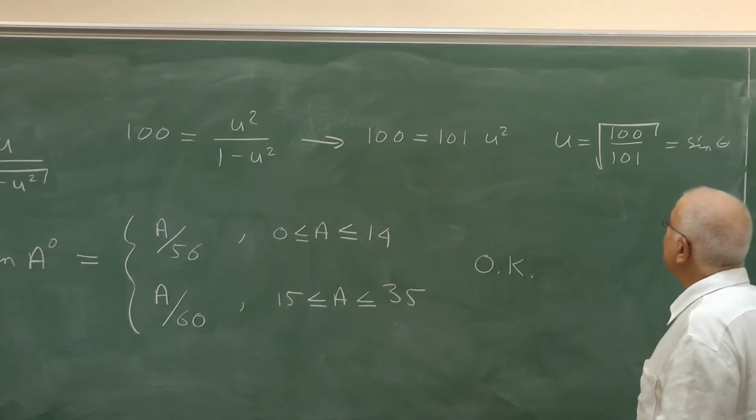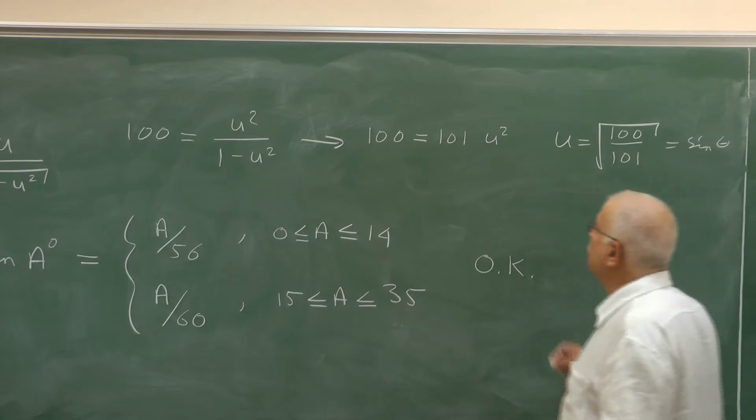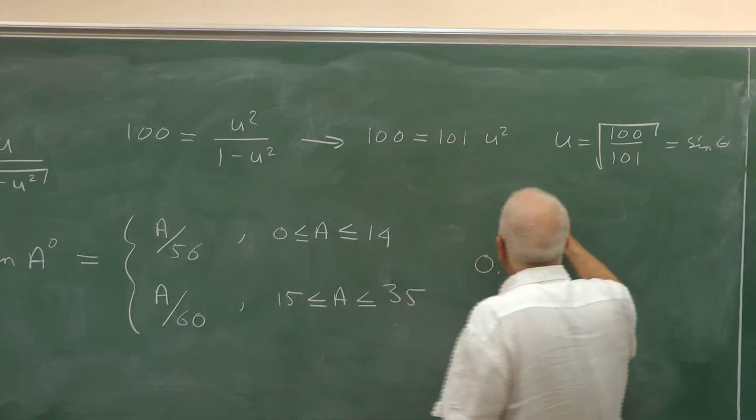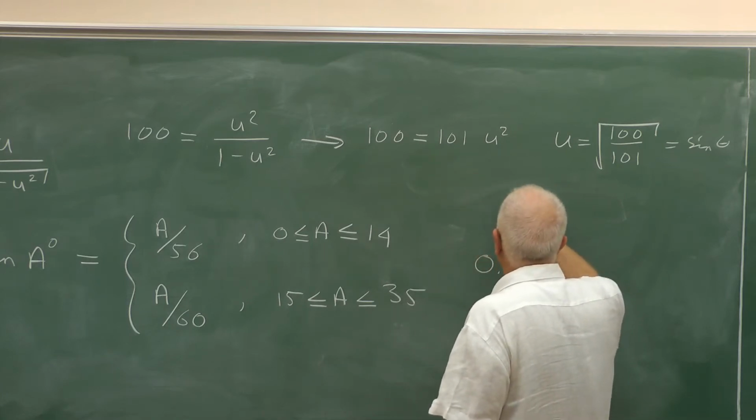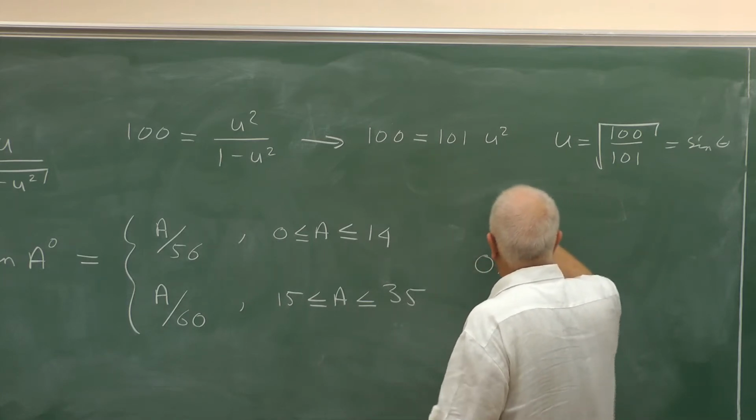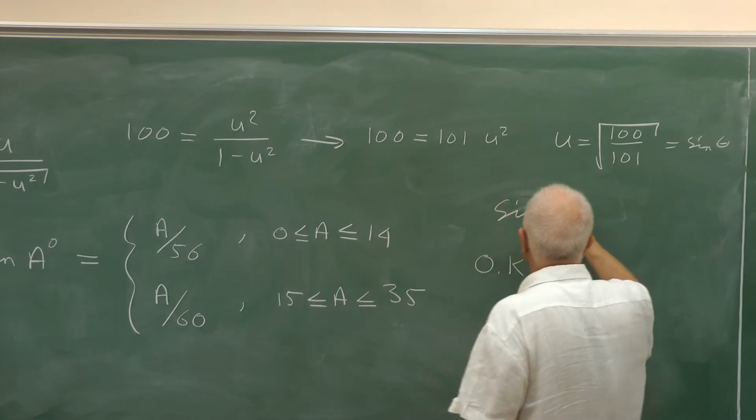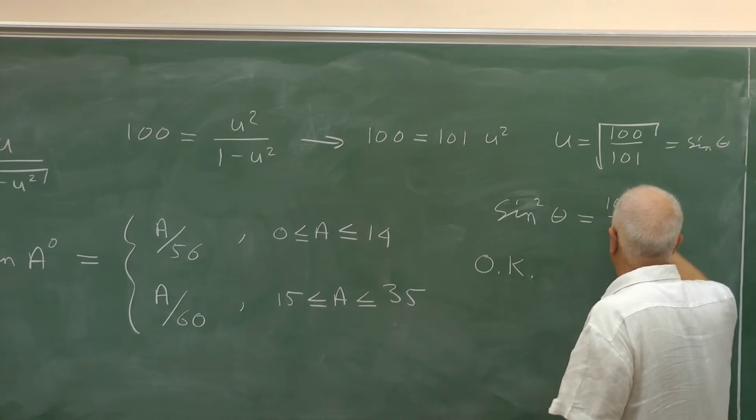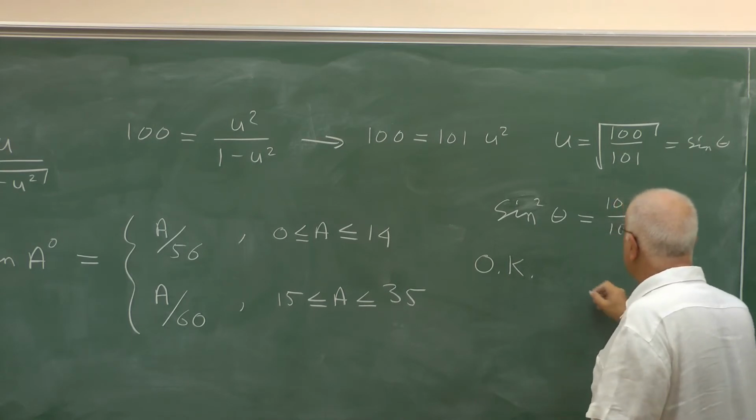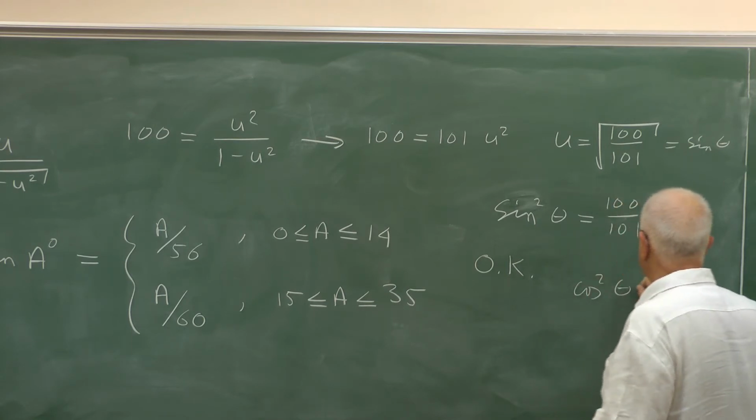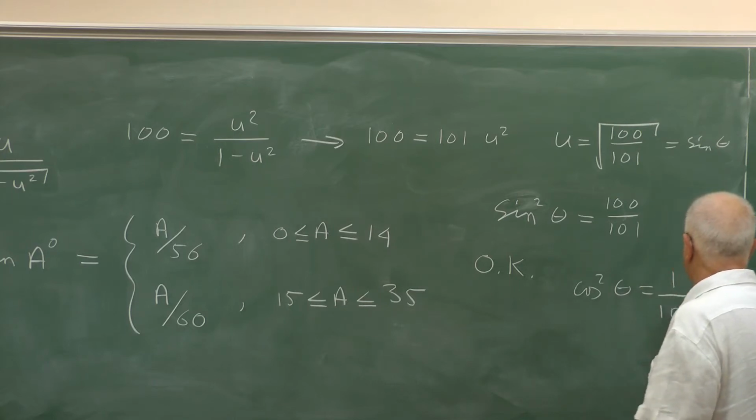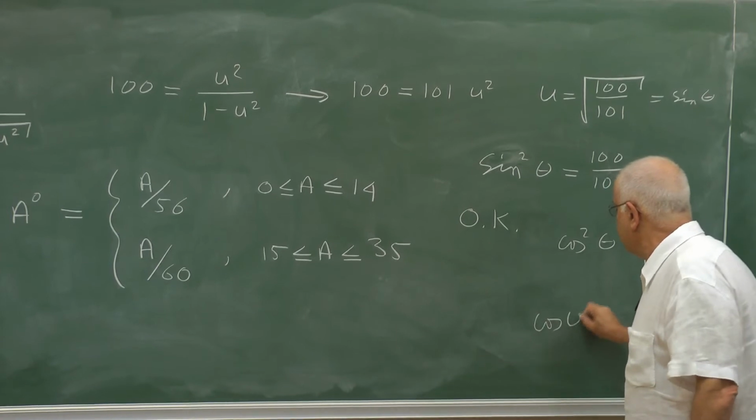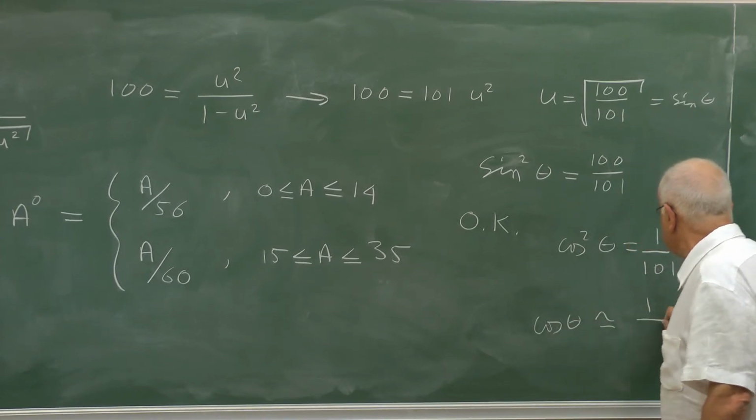But if u square equals 100 over 101, then cosine, well, let's go in 2 steps. Sine square theta equals 100 over 101. That means cosine square theta equals 1 over 101. And that means cosine theta is approximately 1 over 10.